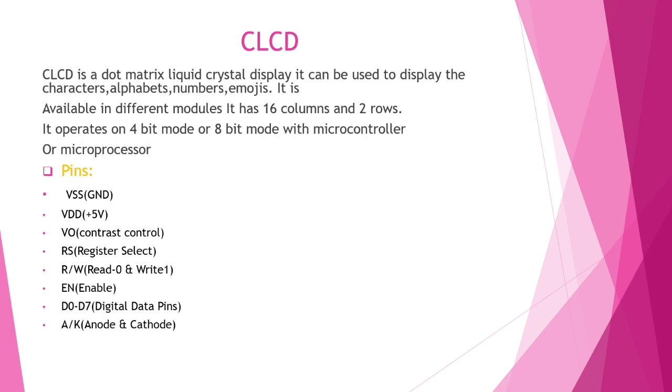Then CLCD, it is a dot matrix liquid crystal display. It can be used to display characters, alphabets, numbers, emojis, etc. It is available in different modules. It has 16 columns and 2 rows. In this project we use a 16 columns and 4 rows CLCD. It operates in 4-bit mode or 8-bit mode with a microcontroller or microprocessor. It has the following pins.